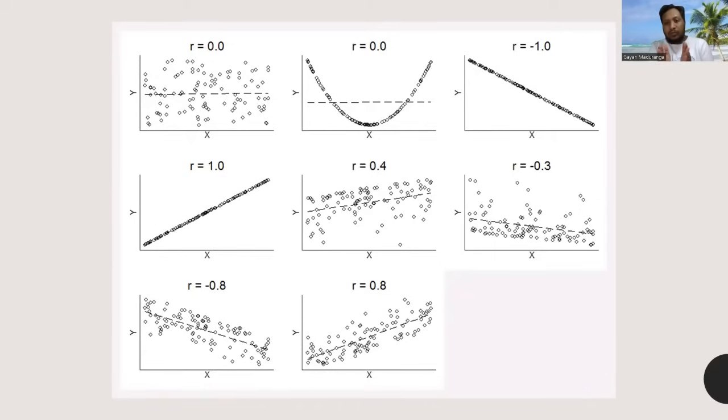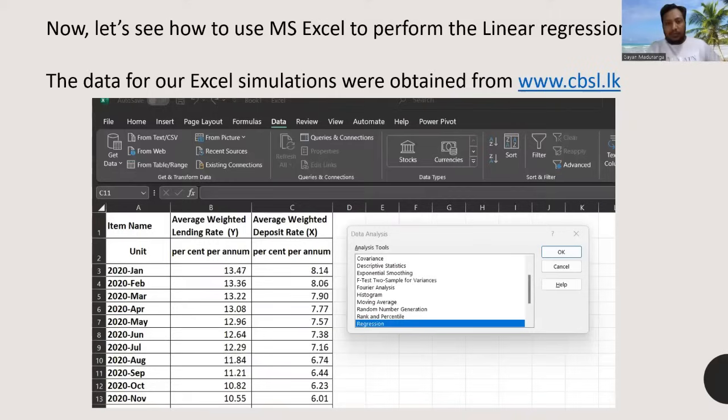The closer to 0 from either side, the weaker the relationship. If it goes to +1, the relationship is stronger and the trend is upward. And when the value is closer to -1, the line goes downwards and the relationship is stronger.